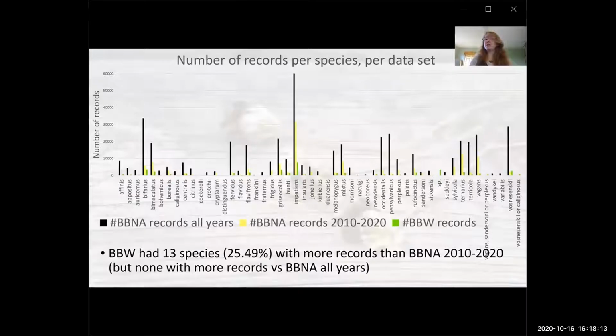Looking at the number of records per bee species per data set, in this case, the black line is Bumblebees North America all years, the yellow is Bumblebees North America in the last decade, and the green is the number of Bumblebee Watch records in total. You'll see there are no lines where the green is greater than the black, but there are 13 species where the green is greater than the yellow. So there are more species where Bumblebee Watch contributed more records than Bumblebees North America in the last decade. So 25% of species had more records from Bumblebee Watch for the last decade.